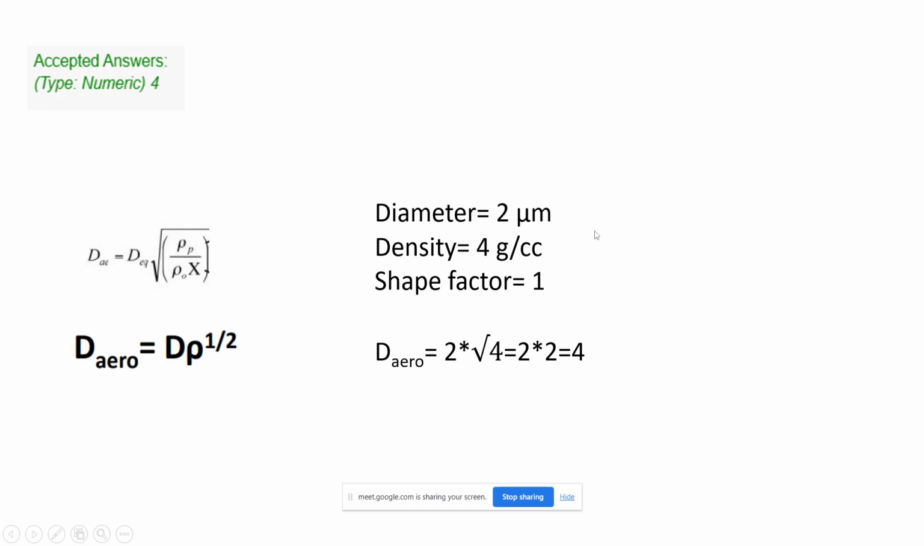So diameter is 2 micrometer and density is 4 gram per centimeter cube, which is 2 into under root 4, equals 2 into 2, equals 4. So 4 micron will be the final answer.